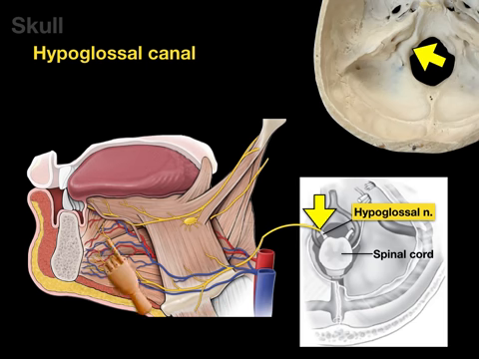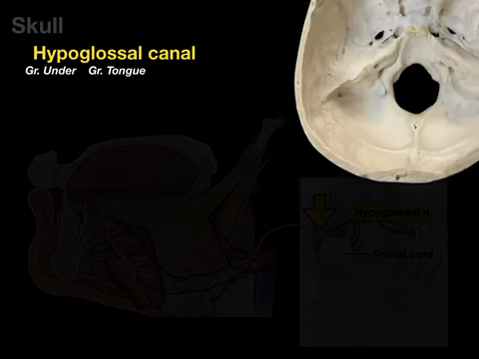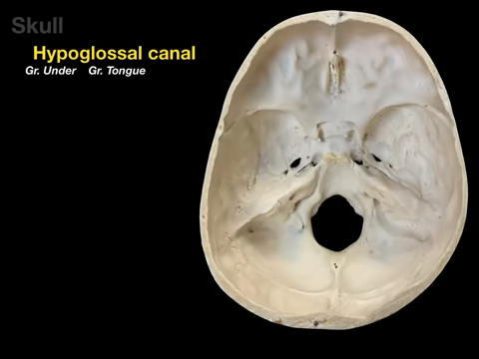nerve courses all the way up below the tongue. So the nerve that goes below the tongue, because this prefix hypo means under and glossal means tongue. And so it's called the hypoglossal canal because it is the canal that gives rise to the nerve that goes under the tongue.